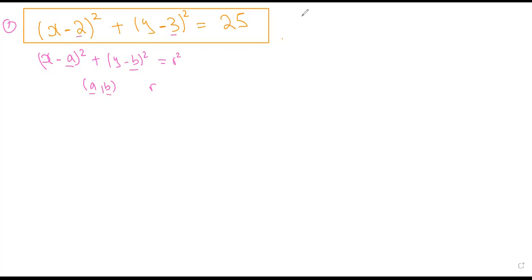Yes, miss. So the center would be (2, 3), and the radius would be what? This is r squared, 5. Yeah, radius would be 5. Okay, very good. So you are clear with this much part.